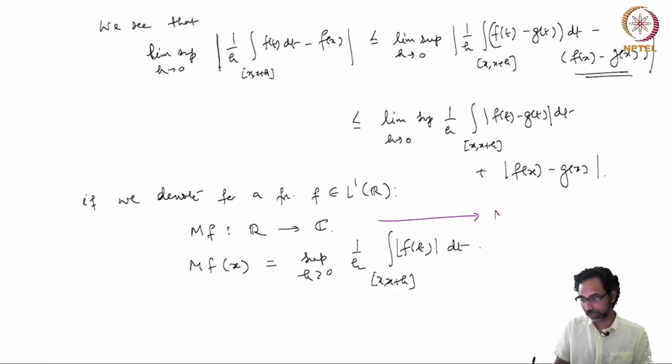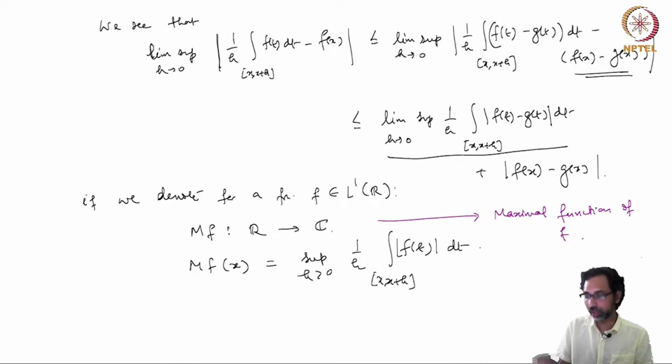This is called the maximal function of f, and it is something like a supremum over all the average values that f takes over intervals containing x on the right hand side. So only right handed intervals containing x. So if we have this, then we can bound the first term, which is lim sup as h tends to 0, by the supremum over h greater than 0.